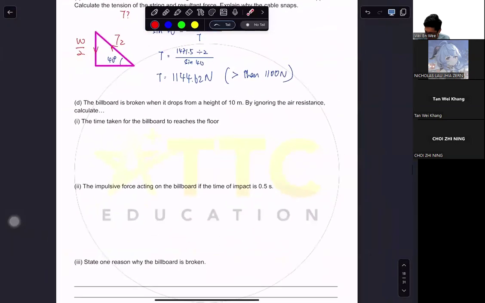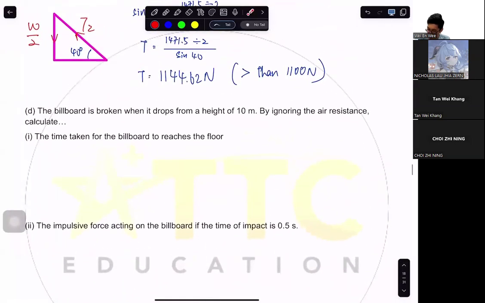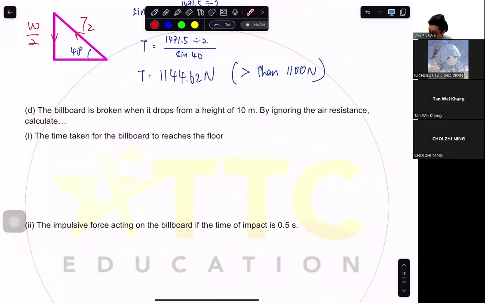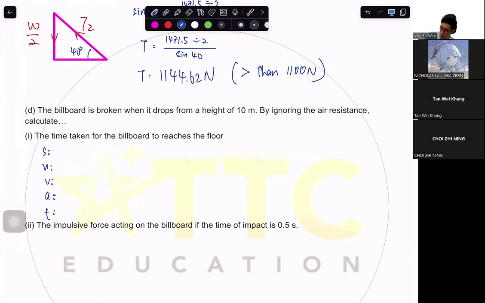All right. So the billboard is broken when it drops from a height of 10 meters. By ignoring air resistance, calculate the time taken for the billboard to reach the floor. Okay, this is actually a SUVAT question. I don't know whether you can tell. But when you have a height, when you have a time, when you have a falling, usually it's a SUVAT question. So in case you've forgotten, you write down what is the SUVAT first, S U V A T.